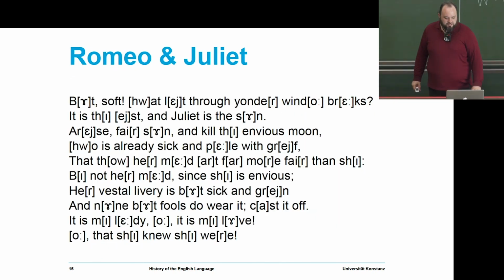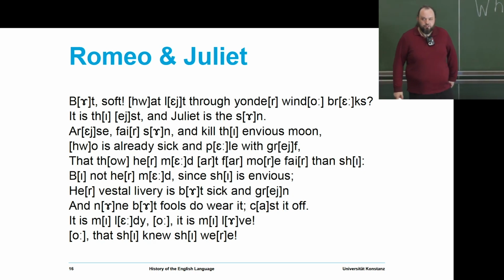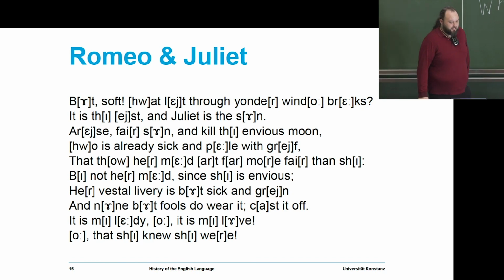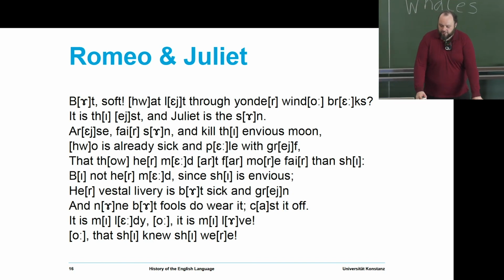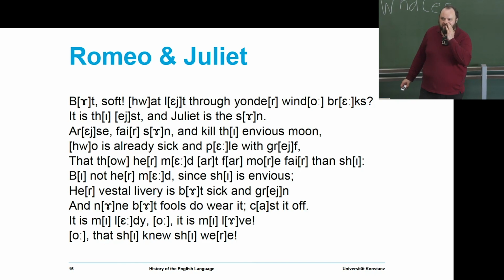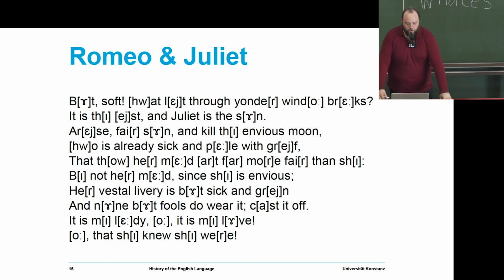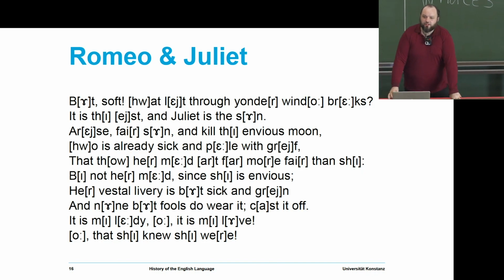Okay, so here's an example of some original pronunciation. I'm not going to do the whole thing, just a little bit to give you an idea. So this is the famous balcony speech, and it starts off, but soft, what light through yonder window breaks. It is the east, and Juliet is the sun. Arise, fair sun, and kill the envious moon. So there we go. Everything sounds quite different.